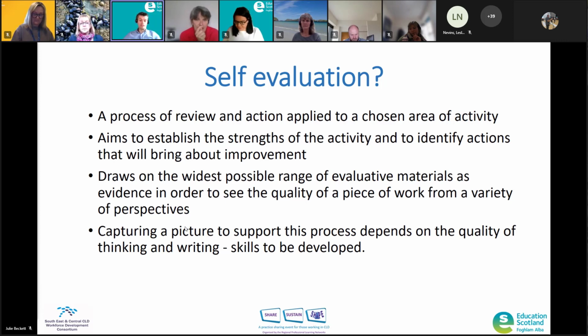And essentially, capturing a picture to support this process depends on the quality of the thinking and writing skills to be developed. This resource aims to allow us to understand this and strengthen the importance of this aspect of our work. This is where evaluative writing is useful, as it allows a picture to be painted clearly around the big statement, so what? Next slide, please, Julie.